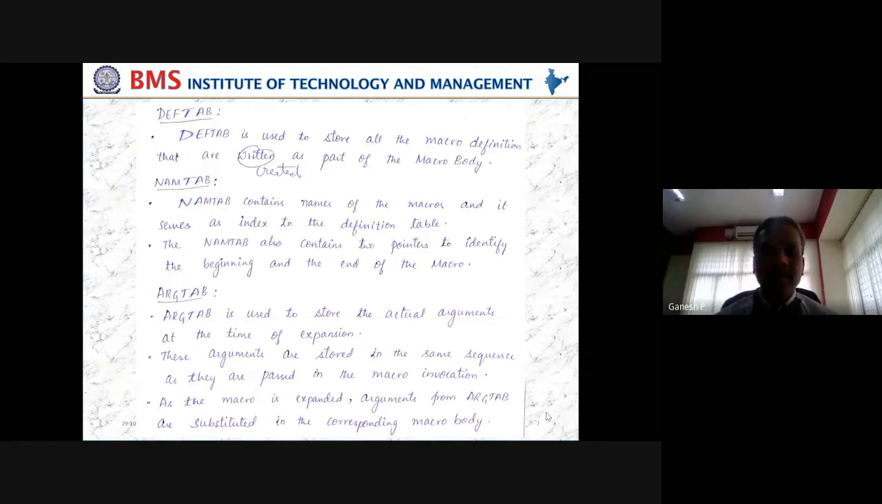The first pointer is going to point to the beginning of the macro body, and the last pointer will point to the last line of the macro body, so that when an expansion is going to happen, only the contents between these 2 pointers will be copied verbatim while expansion of the program takes place.